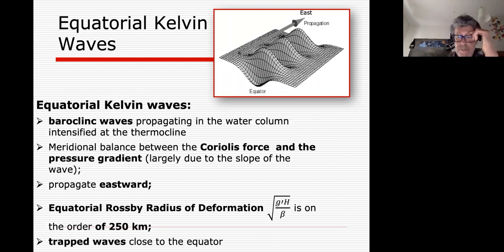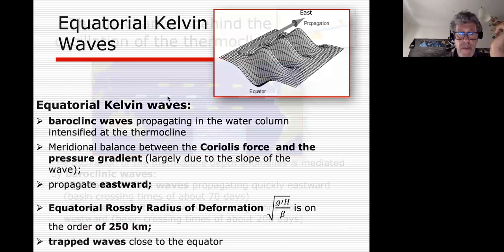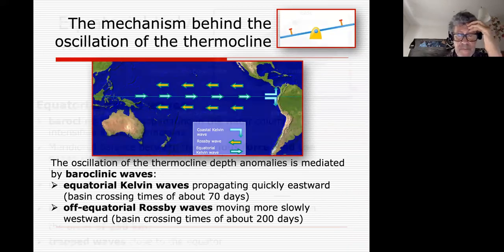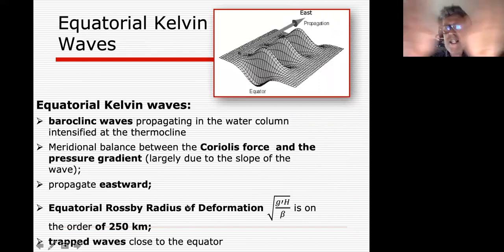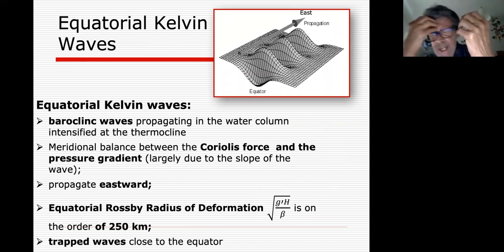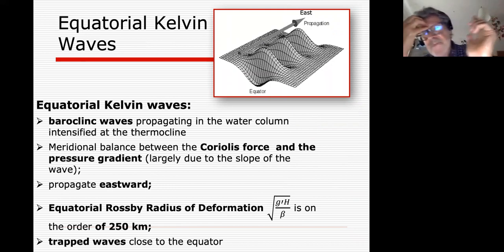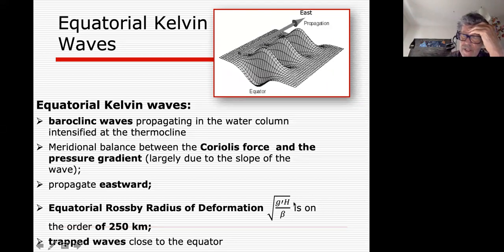And as we saw earlier, the blue arrows are the Kelvin waves, and how far they propagate. As in the case of the coastal Kelvin wave, the typical scale is the Rossby radius of deformation. You see here, this is the phase velocity of the wave in the thermocline.